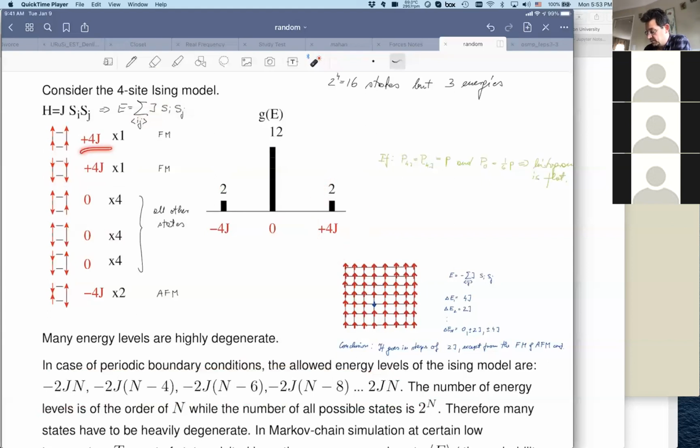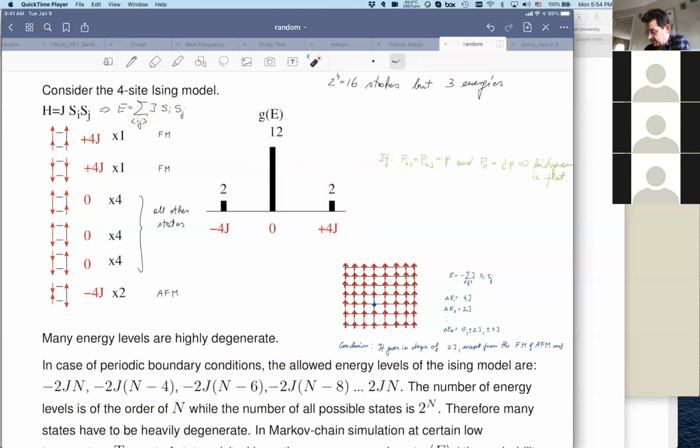So these 2 states, which are the ferromagnetic ground state, correspond to this. So the energy plus 4J is twice degenerate. The many-body density of states has value 2 here.